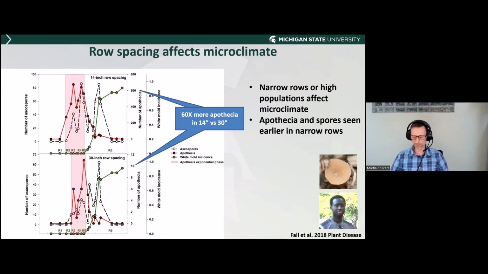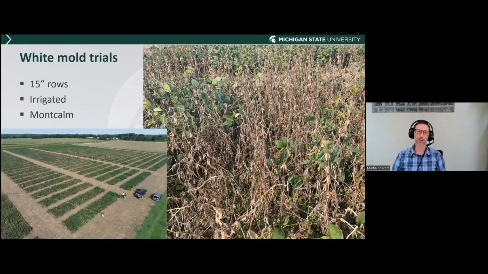That's something that Jill has been continuing to look at as we try and develop new models or improved models for white mold prediction. We do a lot of white mold trial work up at the Montcalm Research Farm. We plant most of our trials in 15-inch rows. We also look at row spacing effects, but most of the bulk of our fungicide variety trials are conducted in 15-inch rows. It is irrigated, which is helpful because under conditions like this year, we can push that water to create those microclimate conditions.